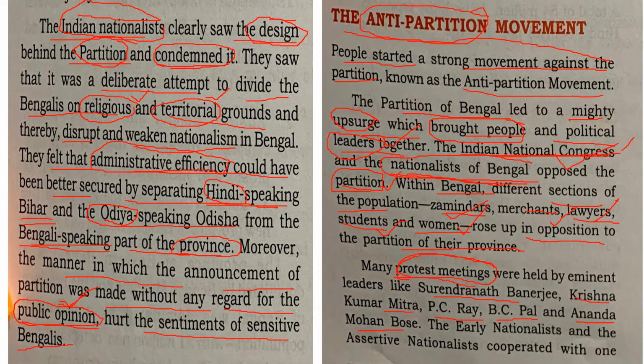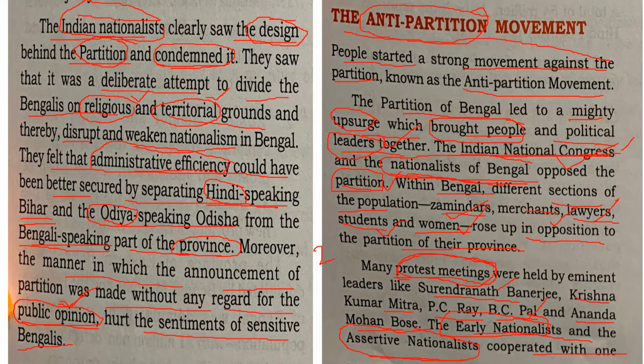What do you mean by protest meetings? That means they expressed their dissatisfaction and resentment against the Britishers under leaders like Surendranath Banerjee, Bipin Chandra Pal, and others. The early nationalists and assertive nationalists cooperated with one another. We know from the last chapter that the Congress party had two groups within it: one called the early nationalist group and the other called the assertive nationalist group. These groups did not have unity and they got split, and they made the Congress party split by this time.